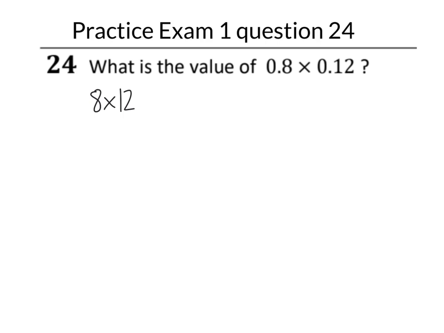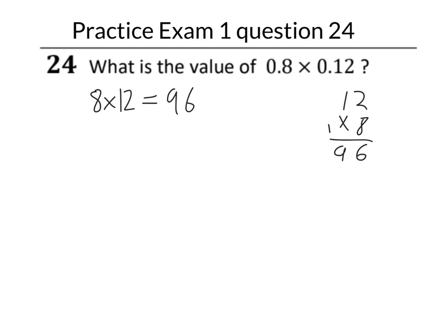You might know your 12 times tables. If you don't, at the side, do 8 times 2 is 16, 8 times 1 is 8, plus the 1 is 9. So we know that 8 times 12 is 96.